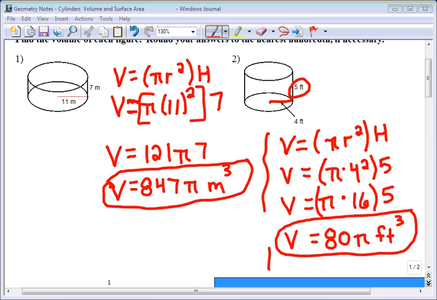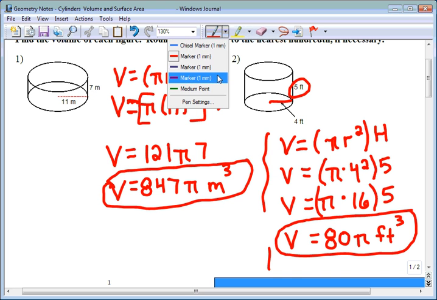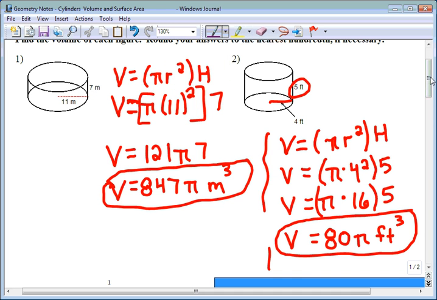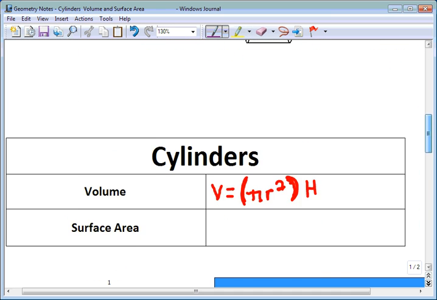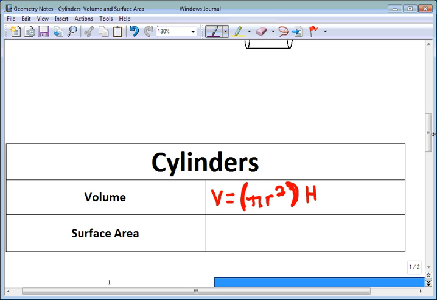Okay, now that we've dealt with the volume of cylinders, we are going to discuss the surface area of cylinders. So when we had a prism, we knew that the surface area was 2 times the area of the base. Well, in this case, we have a formula for the area of our base, since the base is always a circle with a cylinder.